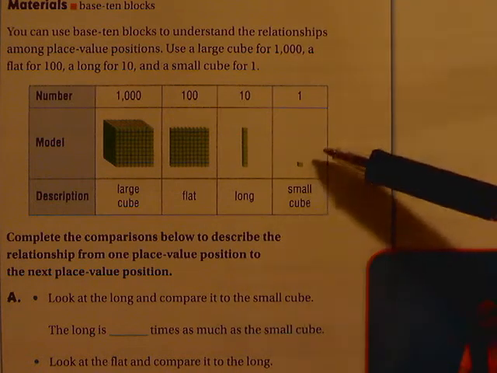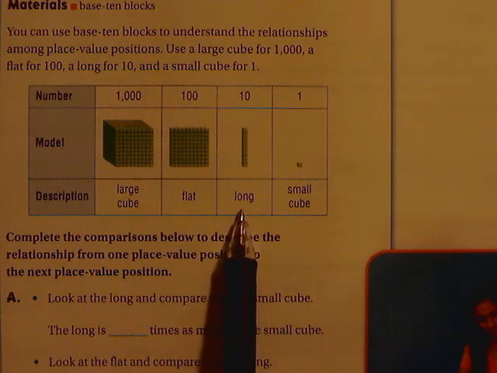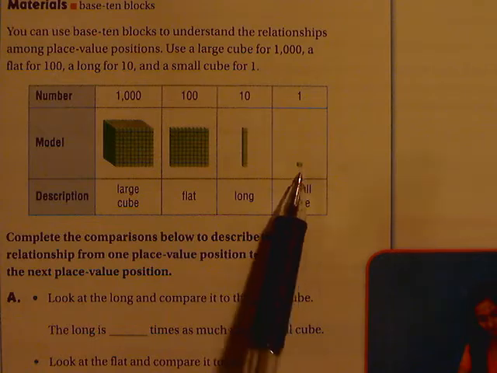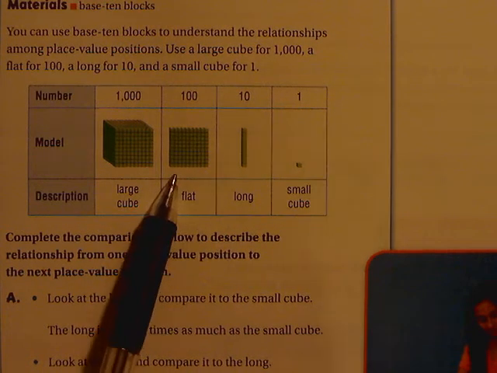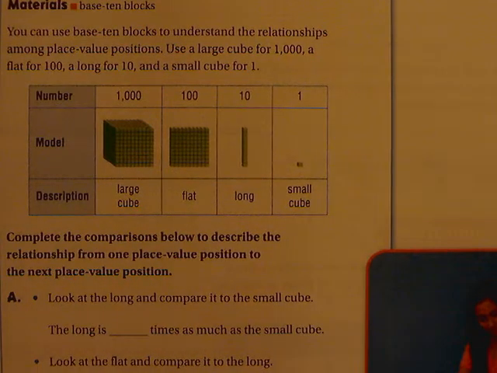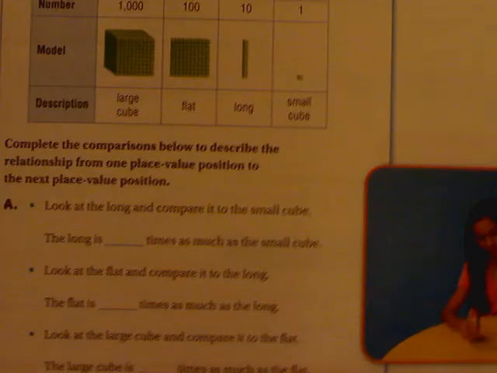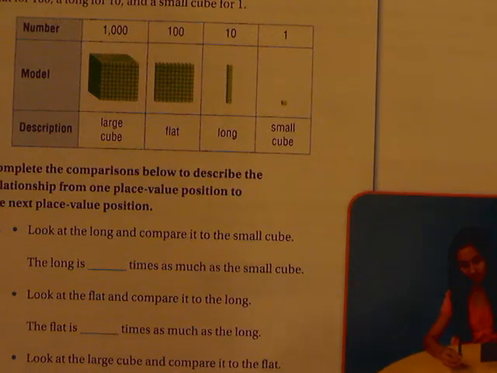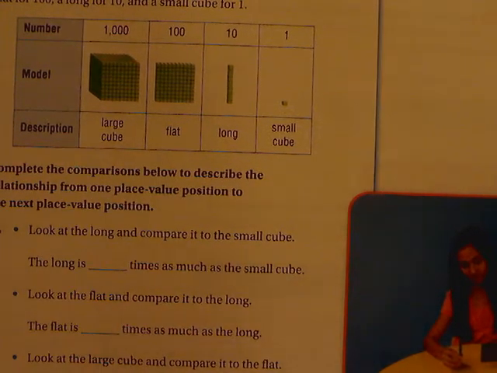As we learned in our previous lessons, the base 10 blocks are made up of small cubes, longs, flats, and large cubes. One small cube is worth 1, a long is worth 10, a flat is worth 100, and a large cube is worth 1,000. We're going to look at the relationship between these 4 different values. What they represent is your ones place, your tens place, your hundreds place, and your thousands place.